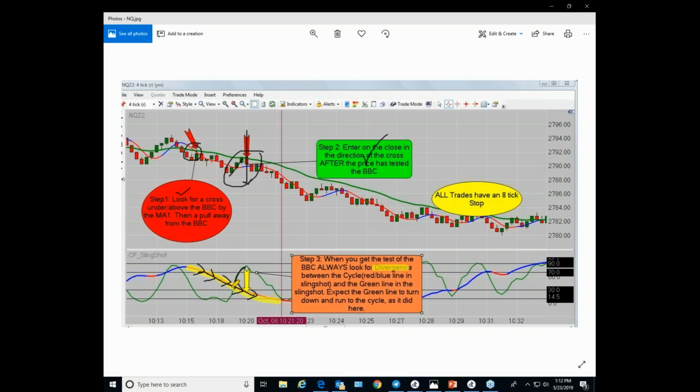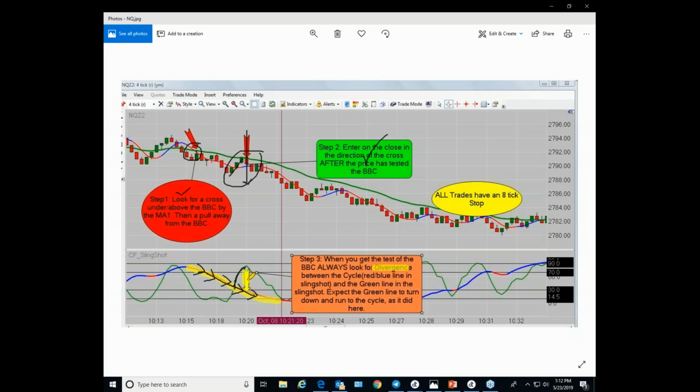Okay, this green line pulling away from the cycle. The cycle is this red line. The green line is pulling away like a slingshot, like pulling back a slingshot. Okay, the rubber band on the slingshot. This area here highlighted is the divergence.